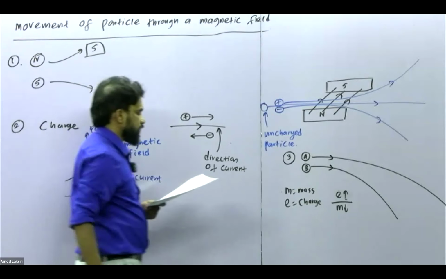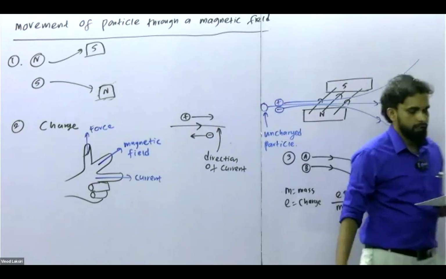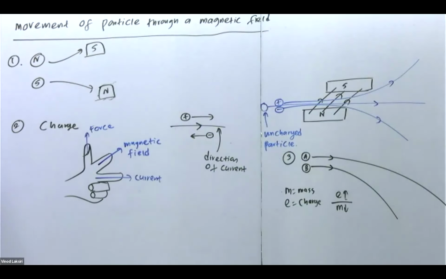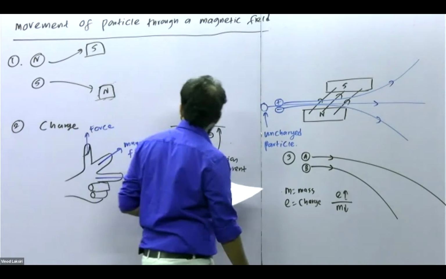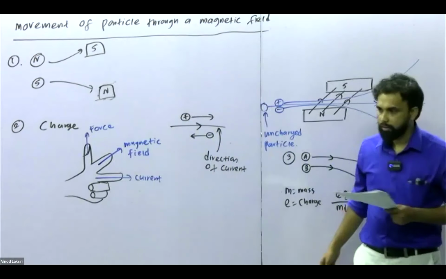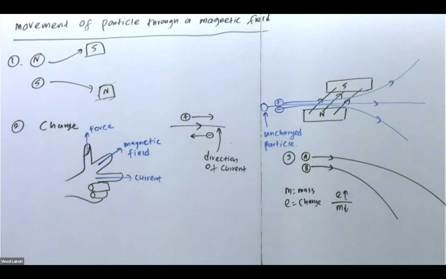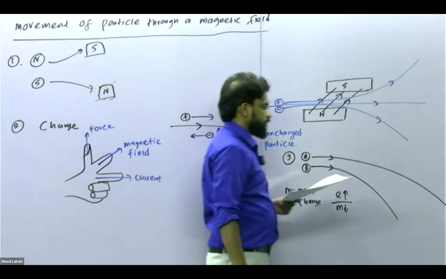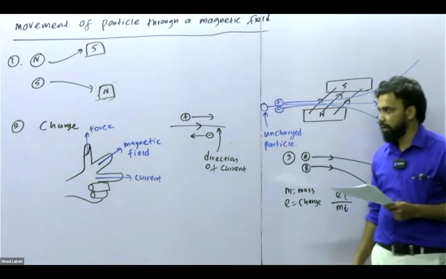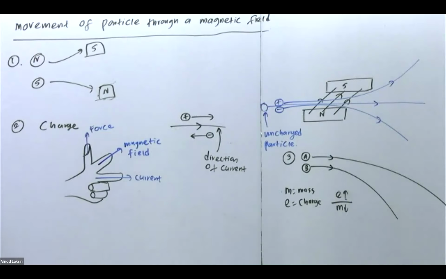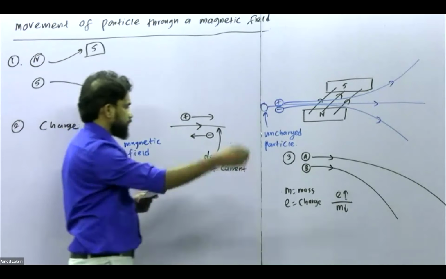Then write down the second one: when an uncharged particle travels through a magnetic field, its path does not change.